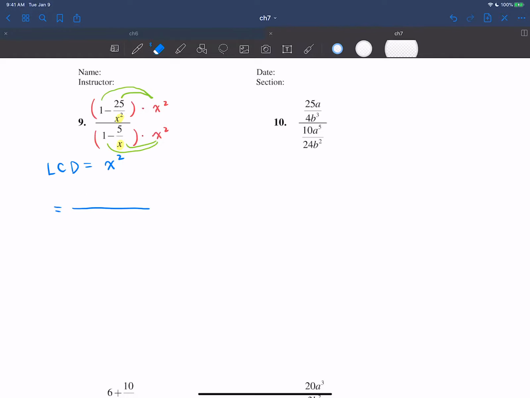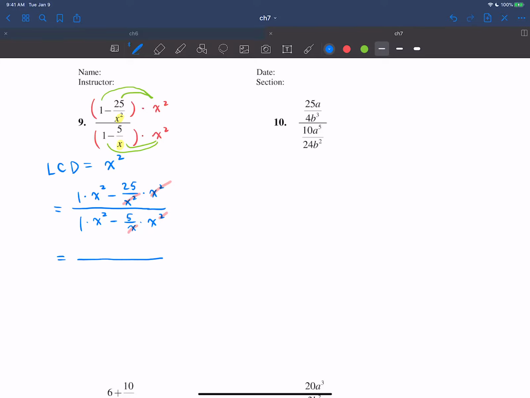actually, let me just do it step by step. So you have 1 times x squared minus 25 over x squared times x squared. Denominator, 1 times x squared minus 5 over x times x squared. And then we are going to cross out some common factors. X squared and x squared, they cancel out. X and the x squared, one x cancels out. You have 1x left. Let's write down what's left.